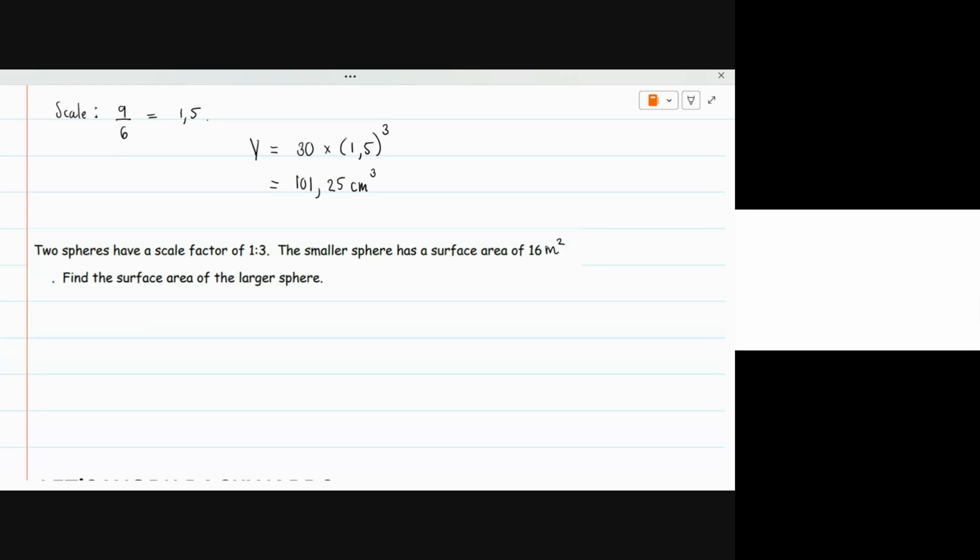What that means is that the smaller shape is 1 and the bigger shape is 3. So technically the scale factor is 3. Does that make sense? Yes, the smaller shape is 1 and the bigger shape has a factor of 3 more. Okay, because scale factors are basically just ratios.